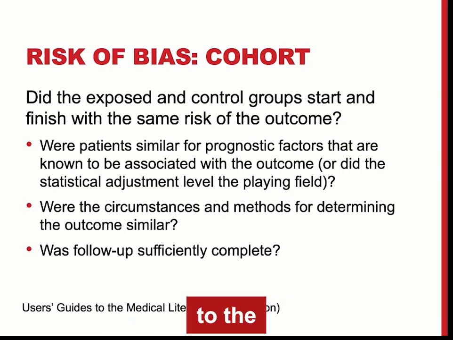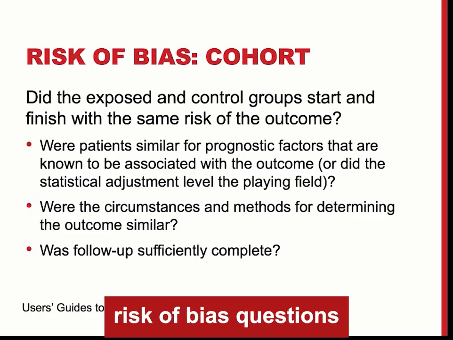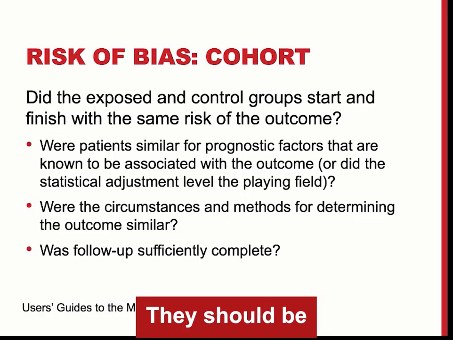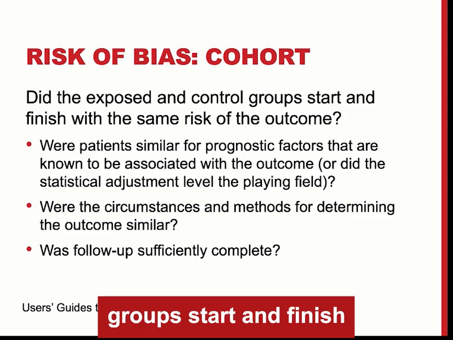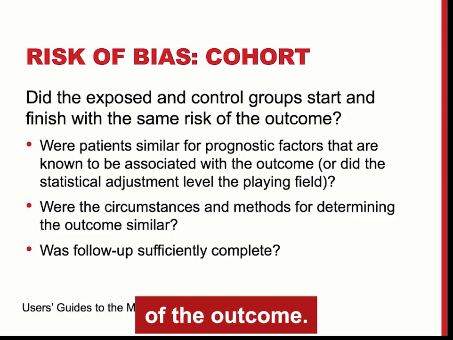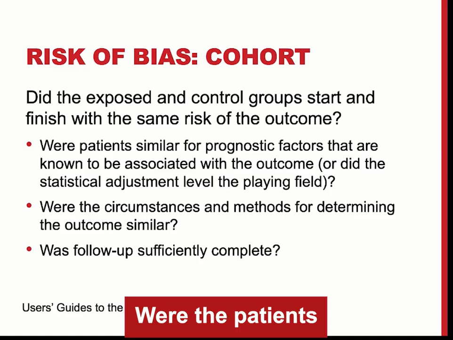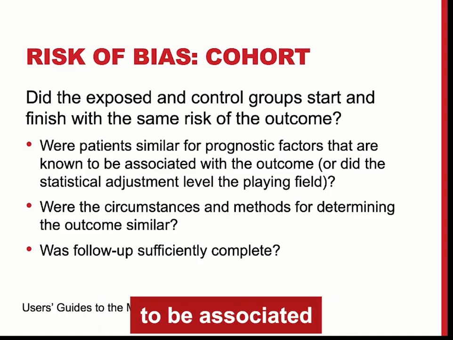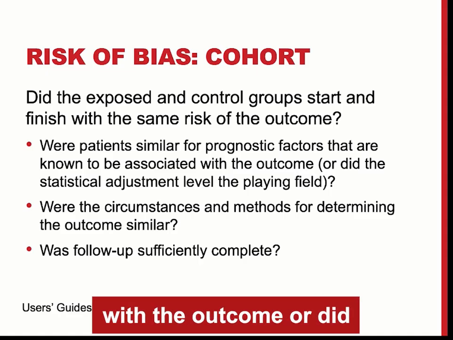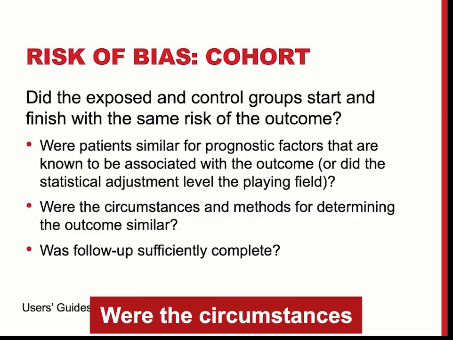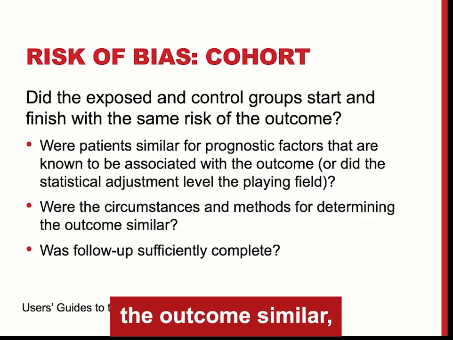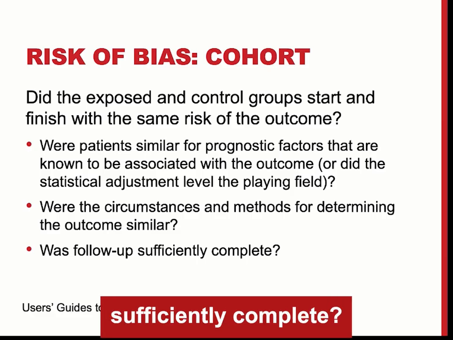These are the Users' Guide to the Medical Literature risk of bias questions for a cohort study. They should be considered when designing a cohort study. Did the exposed and control groups start and finish with the same risk of the outcome? Were the patients similar for prognostic factors that are known to be associated with the outcome, or did the statistical adjustment level the playing field? Were the circumstances and methods for determining the outcome similar? And was follow-up sufficiently complete?